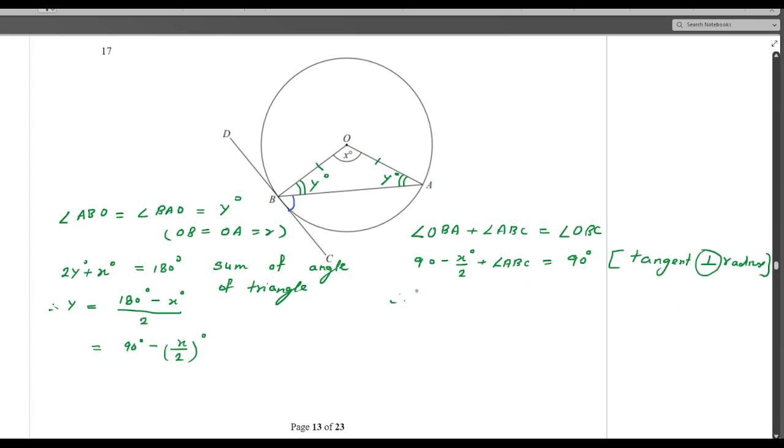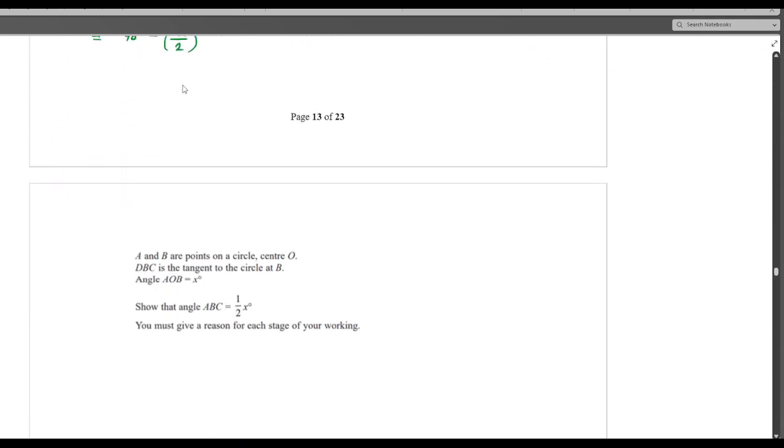So therefore, now this 90 and 90 can cancel, and I can say that your angle ABC is equal to x degrees divided by 2, or I can say that this is 1 by 2 x degrees. Now see, this is what you have to prove, that angle ABC is half of x degrees.